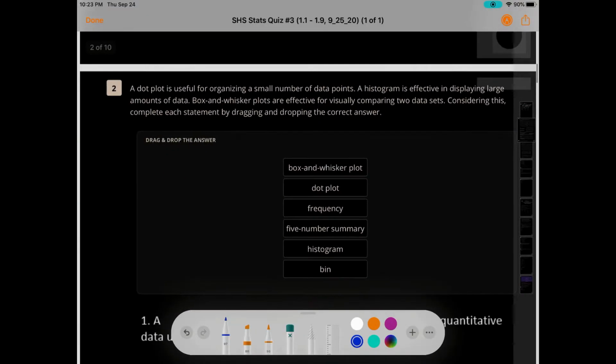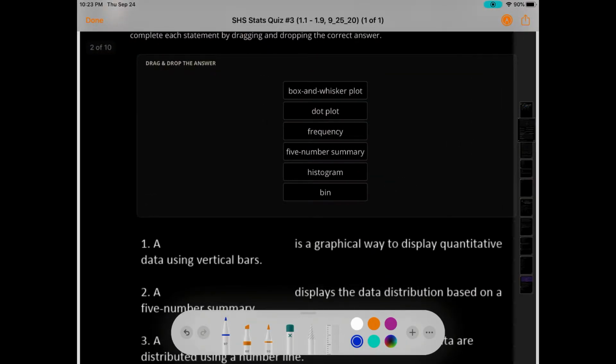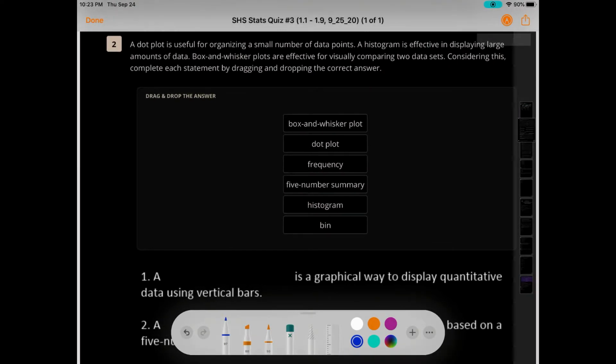Okay, question number 2. A dot plot is useful for organizing a small number of data points. Histogram is effective at displaying large amounts of data. Box and whisker plots are effective at visualizing comparing two data sets. Considering this, complete each statement by dragging and dropping the correct answer. So kind of like a vocab test here.